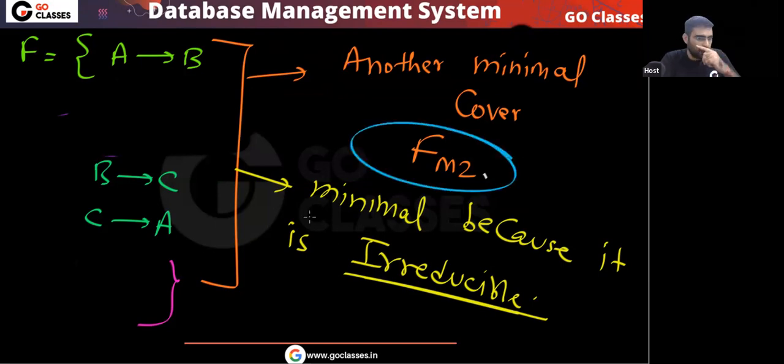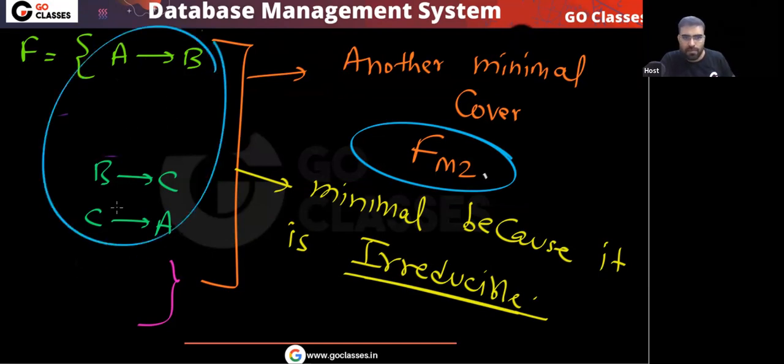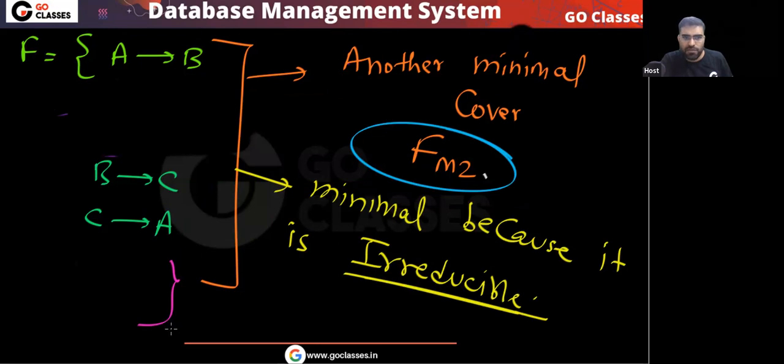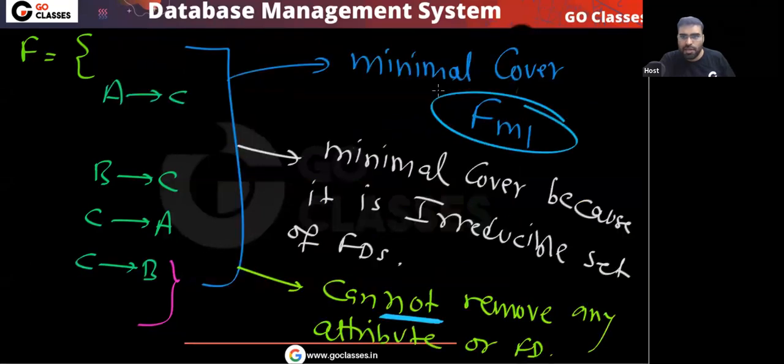Now you tell me one thing. This is also a minimal cover. How many FDs are here in this minimal cover? 3 FDs. In the previous minimal cover, how many FDs? In the previous minimal cover, 4 FDs.